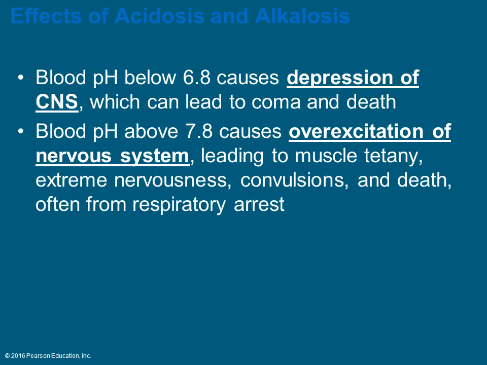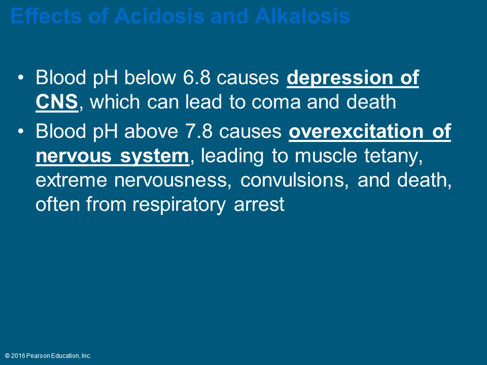So what happens with acidosis and alkalosis, where we're talking about, do the kidneys take over, does the respiratory system take over to try to bring the pH back within the normal balance? What happens? What are side effects? If the blood pH is below 6.8, it can start causing problems with the central nervous system and depression of it. It can lead to coma, it can lead to death.